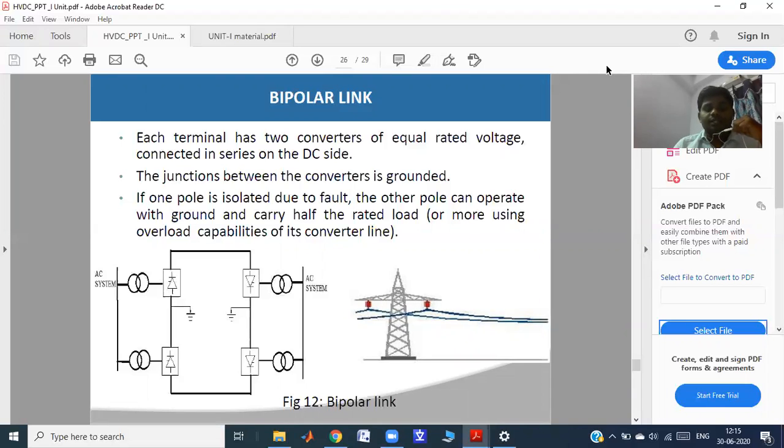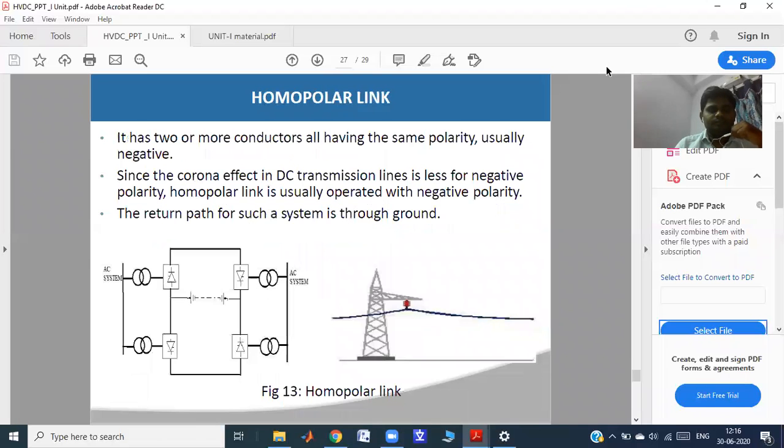If a fault occurs in any one pole, the power can be transmitted through the healthy pole with grounded return. That's why half of the power will be transmitted to the load side. That is the main advantage of this bipolar link. Next one, the homopolar link.